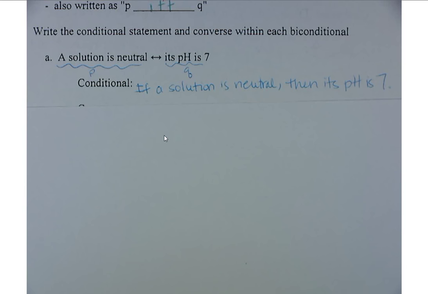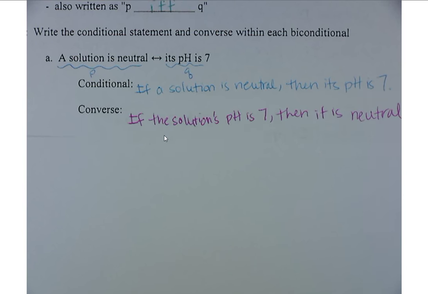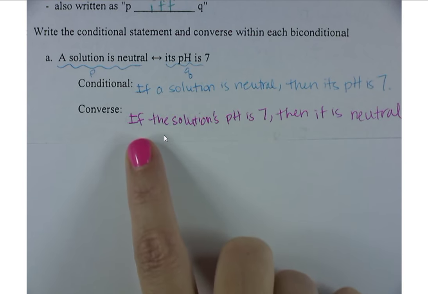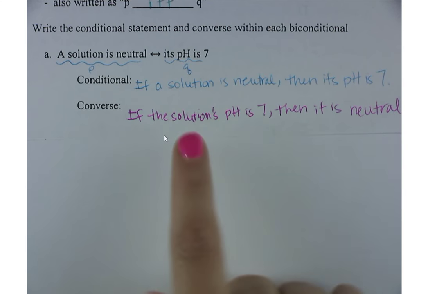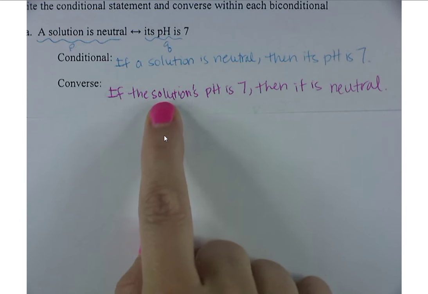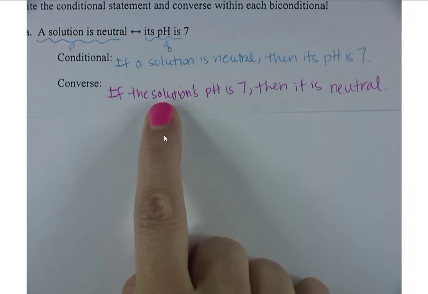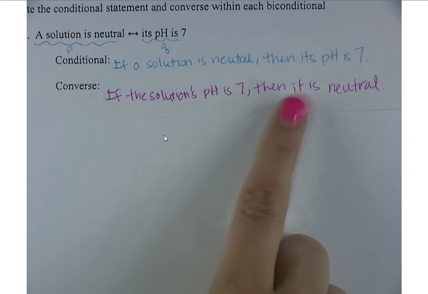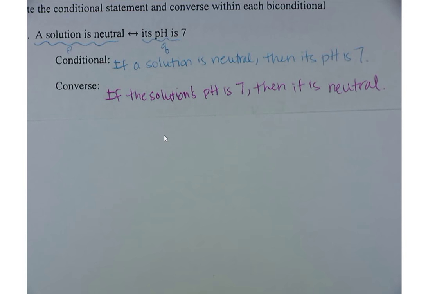You can also, I talked about this earlier, if you want, instead of saying if its pH is 7, remember in English we like to say the modifier first before you start to use a pronoun. So you could also say if the solution's pH is 7, then it is neutral. Okay, so instead of using the pronoun first, I just use the subject first.